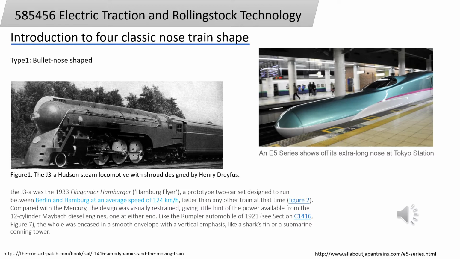The other picture is the modern billet nose shape, the A5, which really shows off its extra long nose at Tokyo Station. At Tokyo Station, there is the A5 train, whose other name is the H5. The H5 is the modern high-speed train in Japan.